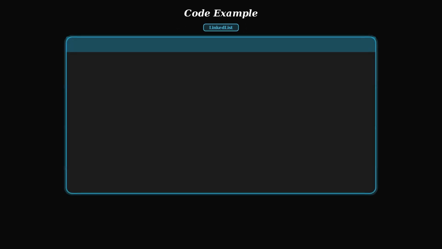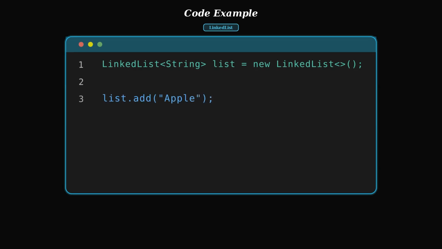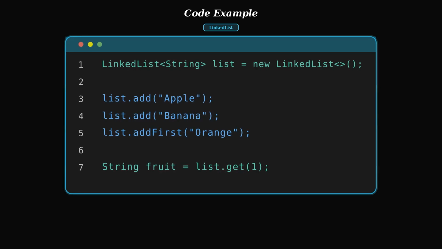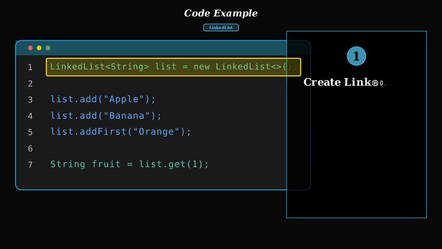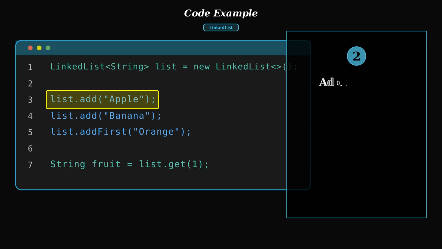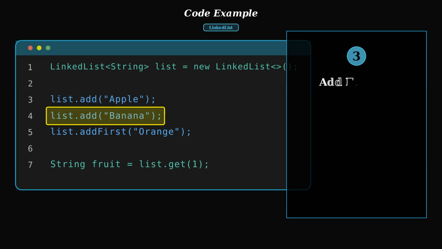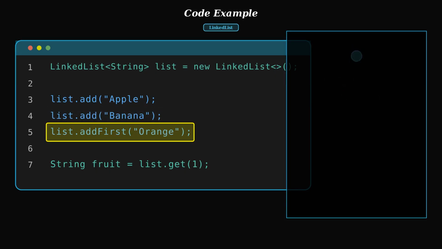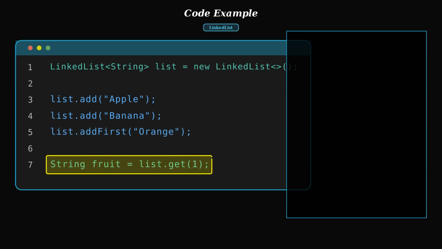Let's see how to implement LinkedList in code. Here is the implementation. Create LinkedList. Initialize empty list. Add element. Append apple to end. Add element. Append banana to end. Add to front. Insert orange at start. Get element. Retrieve item at index 1. Now let's see the output of this code.